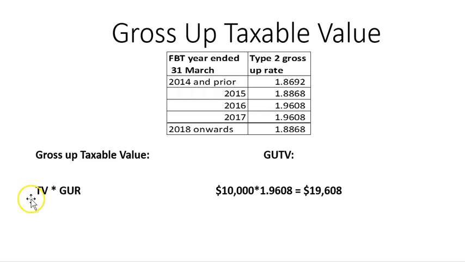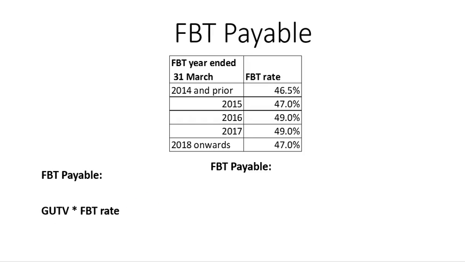To do that, we simply take the taxable value and multiply it by the gross up rate. We know that the question specified we're not entitled to any input tax credits, so that's why we're using the type 2 rate. We know it was in December 2016, so it's for the FBT year ended 31st March 2017, so we'll use the 1.9608. So simply we've got the $10,000 taxable value multiplied by that 1.9608, and so we have a grossed up taxable value of $19,608.